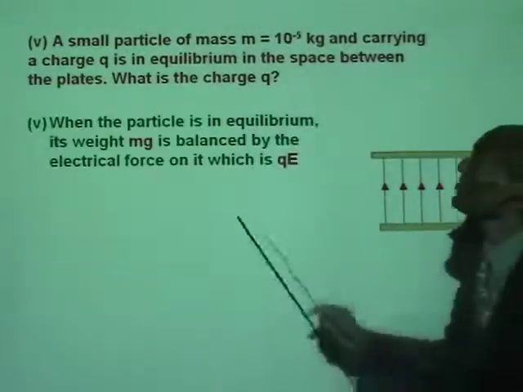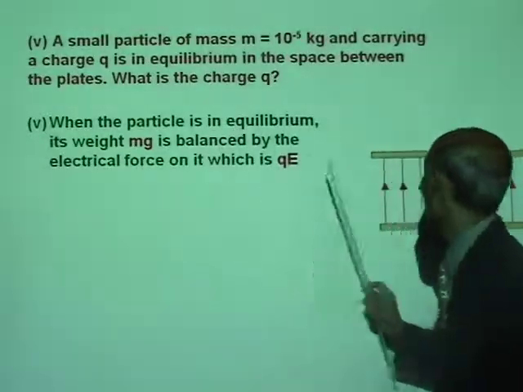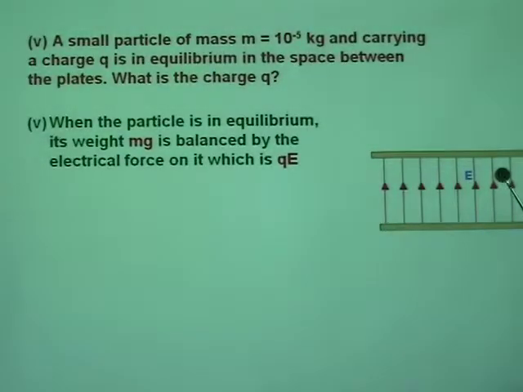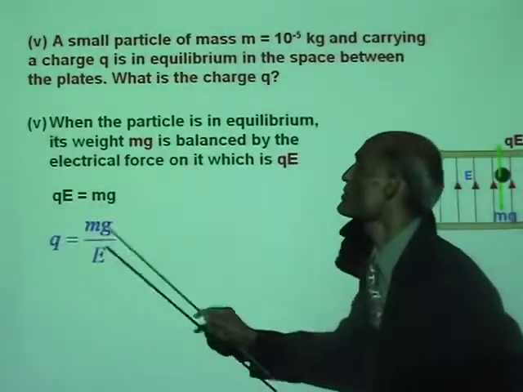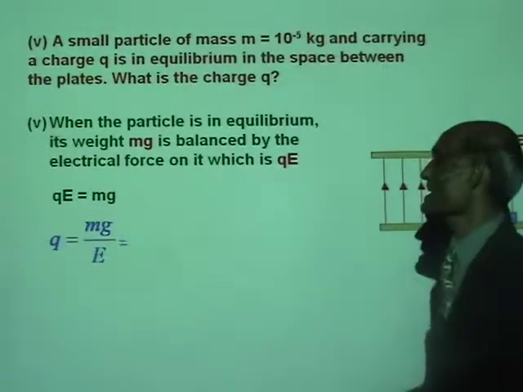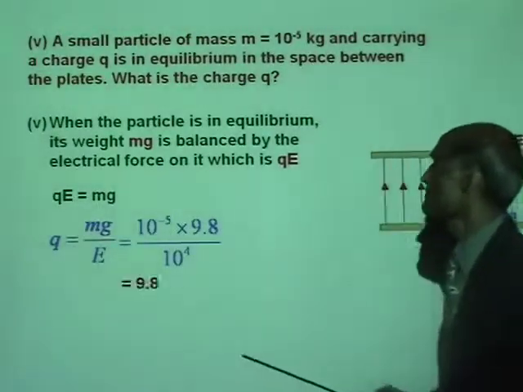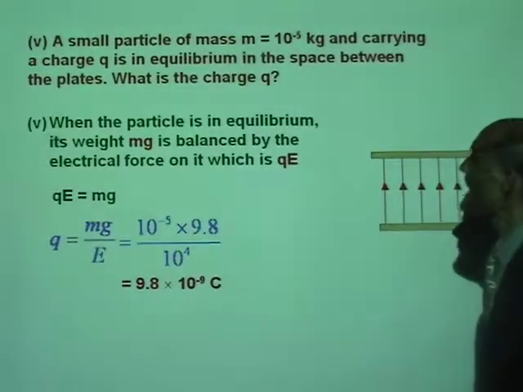Alright? And finally, when the particle is in equilibrium, if a particle is here, it is in equilibrium, which means it has a weight mg acting down and an electric force acting upward. How much is the electric force? It is Q times the electric field. That means when it is in equilibrium, these two are the same. QE equals mg, or Q equals mg divided by E. We got all those values. That will be 9.8 times 10 to the negative 9 coulomb.